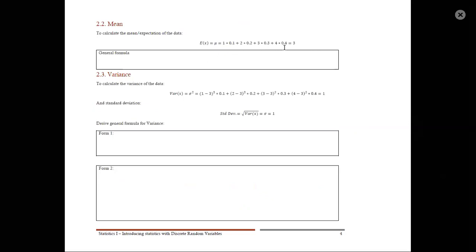Next, let's calculate the mean. The mean is actually the average of the values, or sometimes we can call it the expectation. So how do we actually calculate the mean value? In this case, if you look at the example, we can calculate the mean value by using each of the random variable multiplied by its respective probabilities. And in this case, it gives you the value 3.